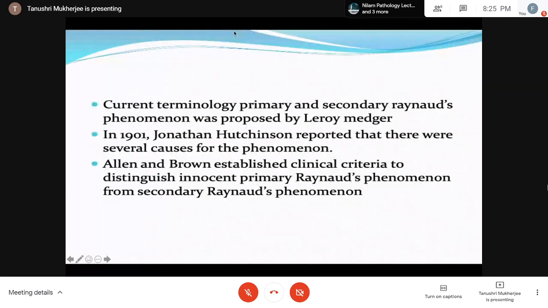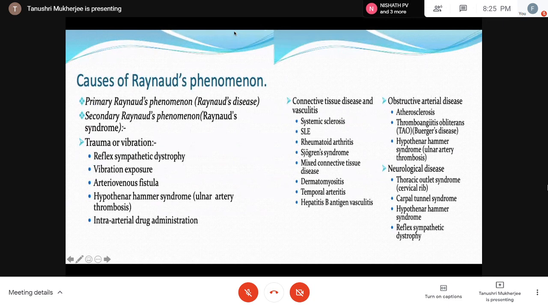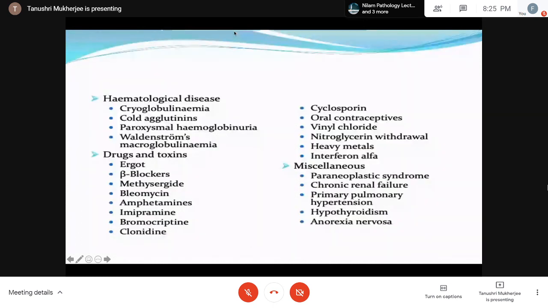Allen and Brown established clinical criteria to distinguish innocent primary Raynaud's from secondary Raynaud's phenomena. So, there are many causes to establish the diagnosis: primary Raynaud's, it's the Raynaud's disease, and secondary Raynaud's phenomena is the Raynaud's syndrome. Trauma or vibration, like reflex sympathetic dystrophy, vibration exposure, arteriovenous fistula, then intra-arterial drug administration, can all be the causes. And I enumerate the various causes here, like the connective tissue disease and vasculitis, obstructive arterial disease, the neurological diseases, hematological causes, drugs, and the paraneoplastic syndromes, chronic renal failure, hypothyroidism, this can all precipitate Raynaud's.